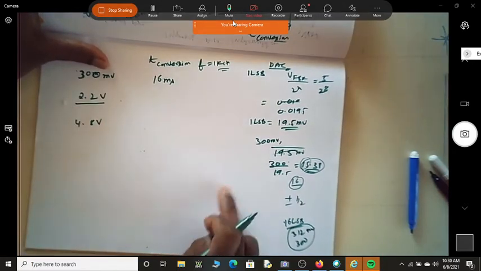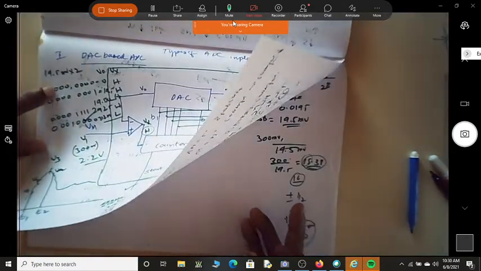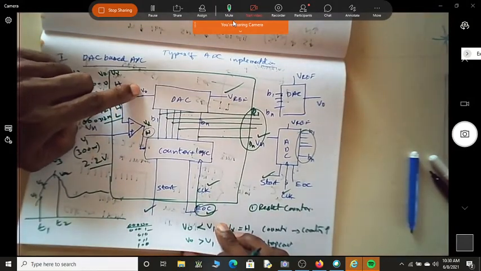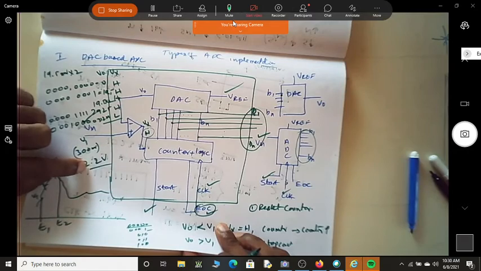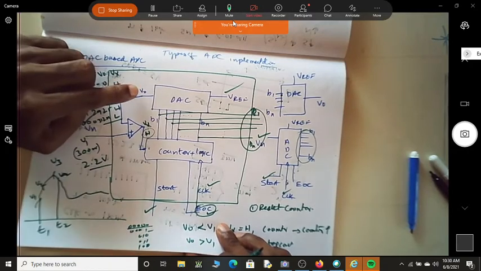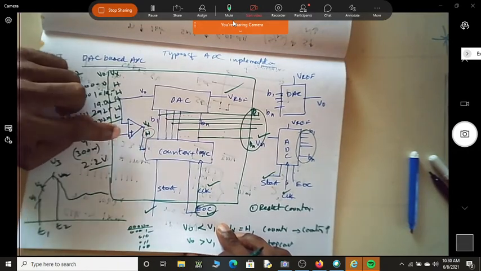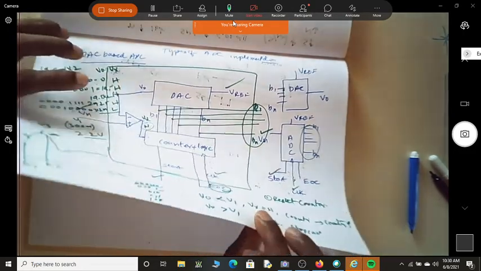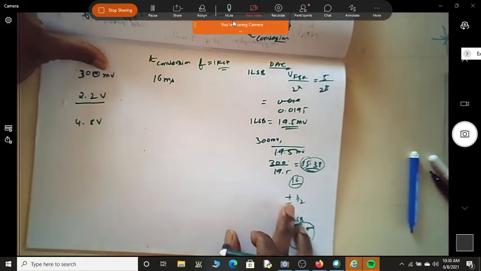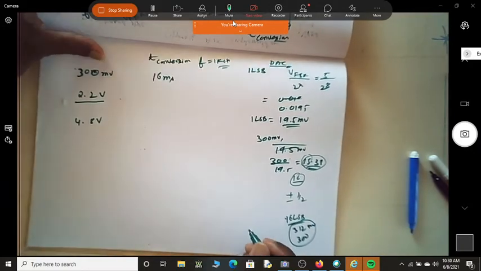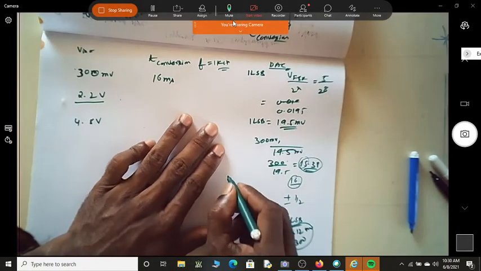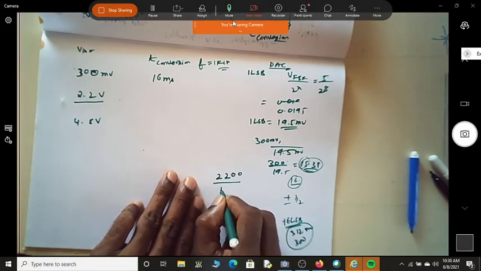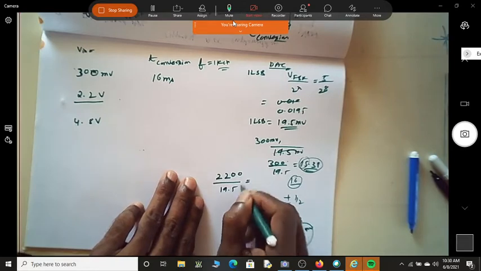Again, what happens when you give the start conversion? You start from zero. You start comparing zero with this output voltage, with this 2.2. As long as 2.2 is more than this, it will keep getting high. So once this exceeds 2.2 volt, it stops. Now the question is, when will it exceed 2.2? After what time? How do we find that? Is it 2200 millivolts by 19.5 millivolt? How much is this?